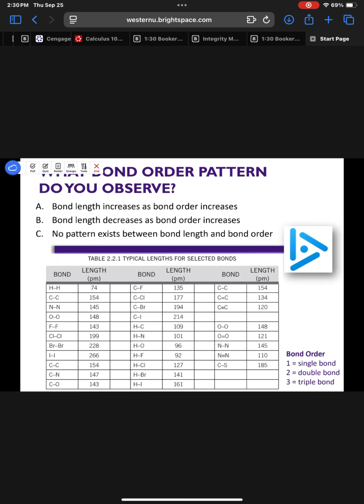Okay, so i-clicker question. Chat with the person beside you. This is the same table. What pattern do you observe related to bond order? And bond order, as a reminder, is a way of talking about it: 1 for a single bond, 2 for a double bond, 3 for a triple bond. So chat with the person beside you and submit your answer.